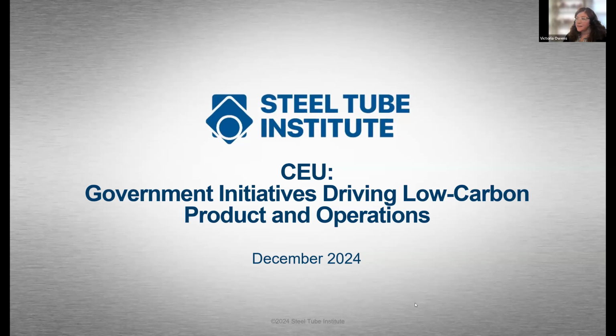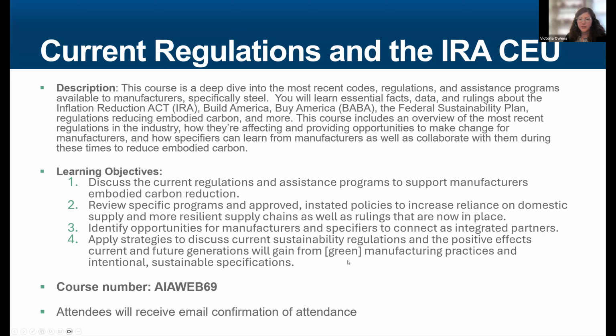All right, great. Yes, so today we are discussing government initiatives driving low carbon products and operations. And this is a CEU, so I'm going to go over in detail the description and learning objectives needed for submitting for that CEU. So the goal of this course is a deep dive into the most recent codes, regulations, and assistance programs available to manufacturers. Today, especially, we're targeting steel. You will learn essential facts, data, and rulings about the Inflation Reduction Act, Build America, Buy America, the Federal Sustainability Plan, other regulations reducing embodied carbon, and more.